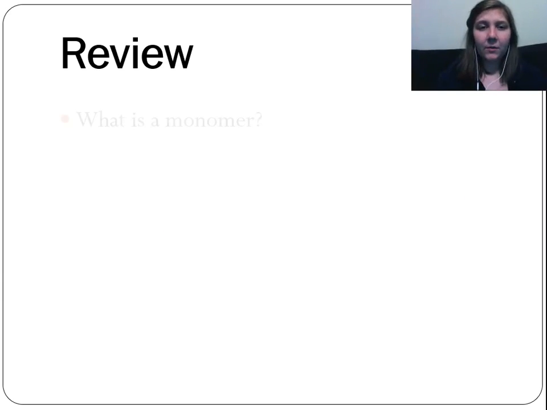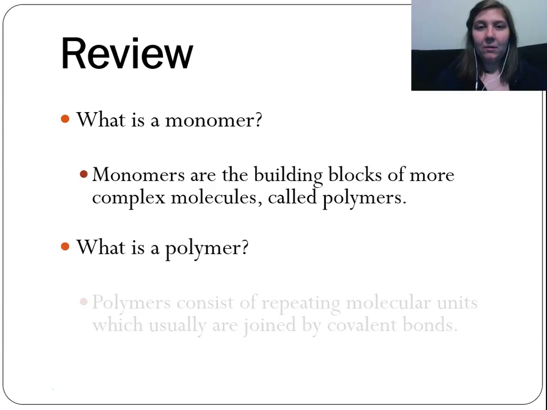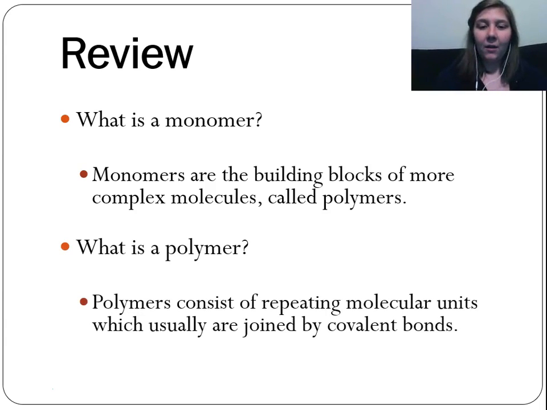So just a quick review. A monomer is a building block of more complex molecules. So like I mentioned in the last set of notes, a monomer is like a single Lego, and then when we combine those Legos to build something, when they are stuck or bonded together, that becomes a polymer. So we have repeating units that are joined usually by covalent bonds.